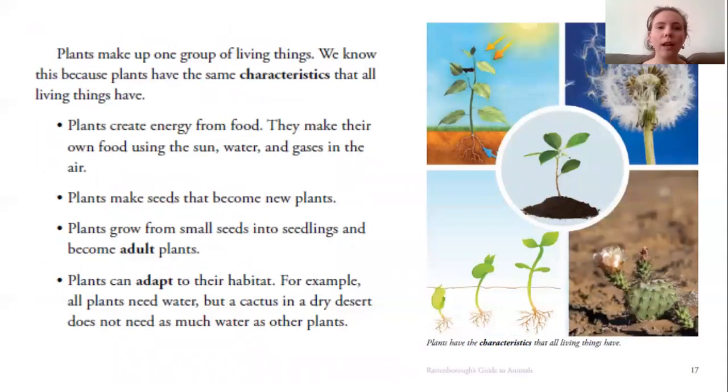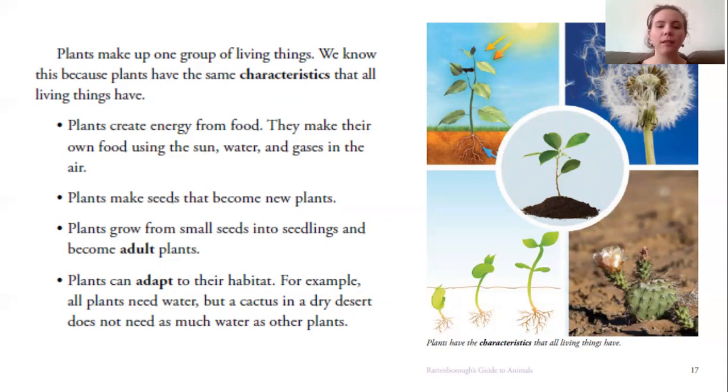Plants make up one group of living things. We know this because plants have the same characteristics that all living things have. Plants create energy from food. They make their own food using the sun, water, and gases in the air. Plants make seeds that become new plants. Plants grow from small seeds into seedlings that become adult plants.